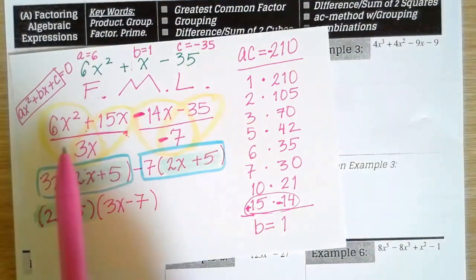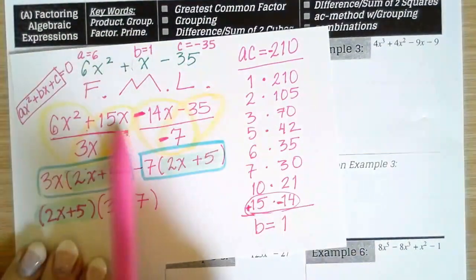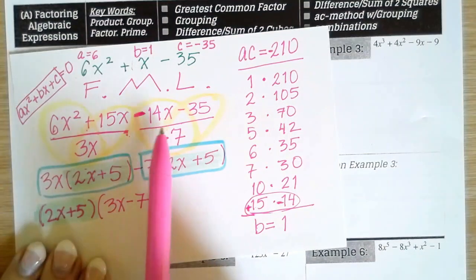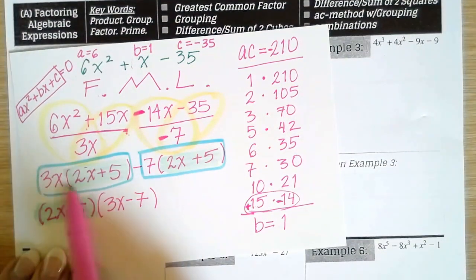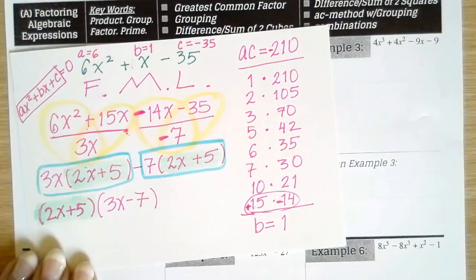But the thing is, this method that we just did, this part of it is the AC method. The AC method gets us to split up our middle term correctly. But then the grouping is sort of what we did from here on out. The AC method gets us set up right up to here. Grouping is the next method.